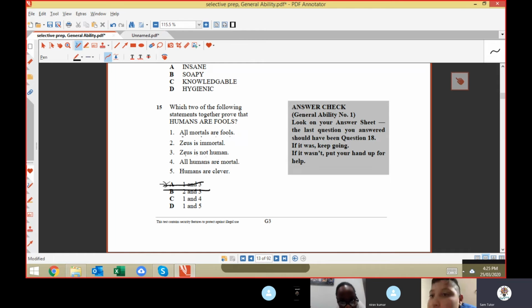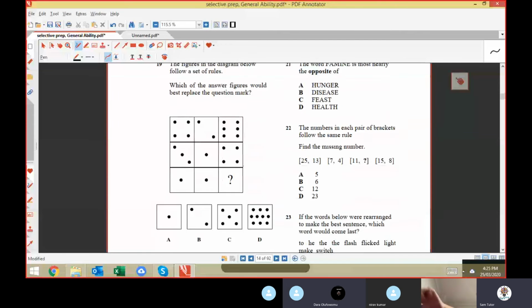1 and 4. All mortals are fools, and all humans are mortal. Okay, let's have a look at that again. All the humans, they are mortal, and all the mortals are fools. So if all humans are mortals, that means all mortals are fools, which means all humans are fools. That's not very nice, is it? But there it is, 1 and 4. You were right. All right, let's go with another one.